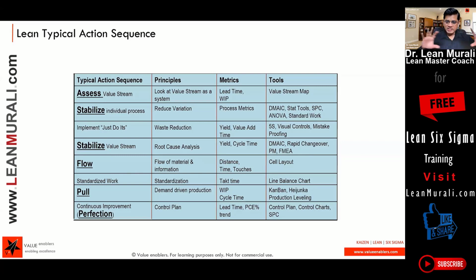You have assessed the value stream, you have stabilized the individual process, you have done some just-do-it type of improvements. Now you have to make sure that things flow smoothly. It is like the security check in the airport. I always see the flow. The boarding pass, the flow. The gate entry, the flow, right? Because even today, entering the airport itself, there are a lot of checks during the flows, right?